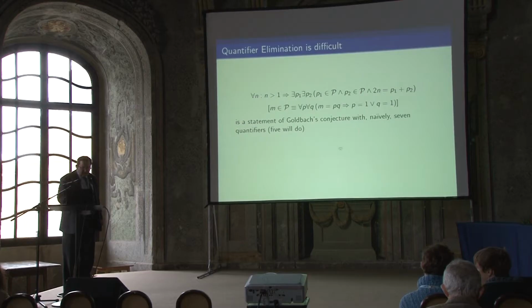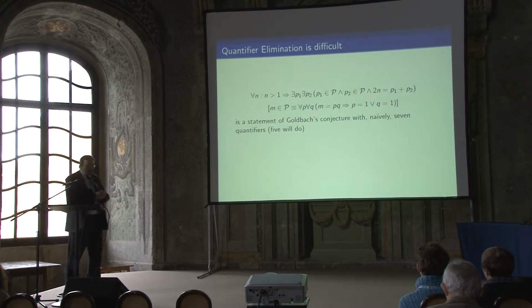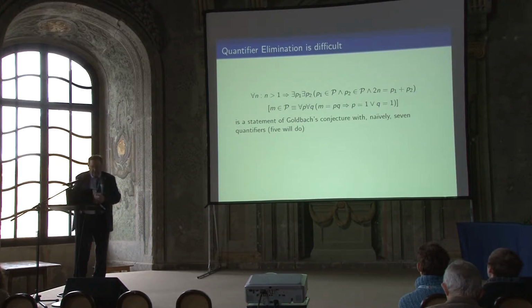And what I said, it's a prime, but that's not a quantified statement. Oh yes, it is. Say m is a prime says for all p, for all q, if m is pq, then one of p and q is 1. So that's a statement with 7 quantifiers: 1, 2, 3, and 2 here and 2 here. In fact, you don't need that. You can use the same quantifiers p and q in both the statement p1 is prime and p2 is prime. So in fact, you can state it in five quantifiers. So if I could do quantifier elimination, I could solve Goldbach's conjecture.